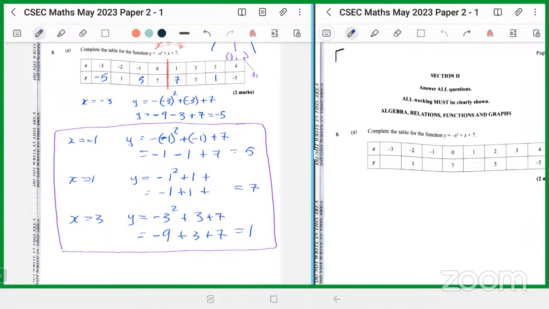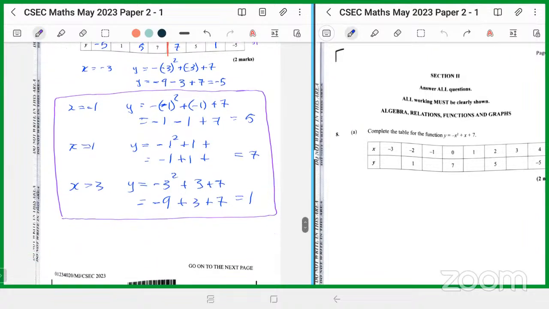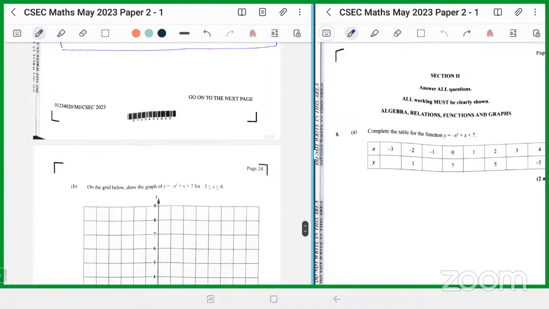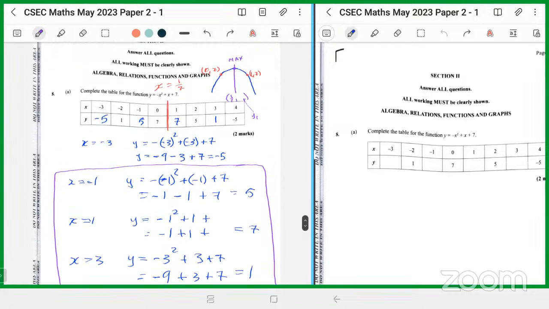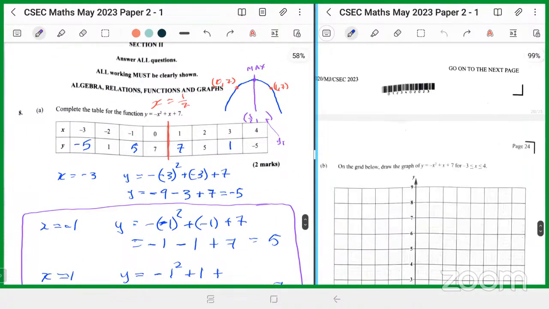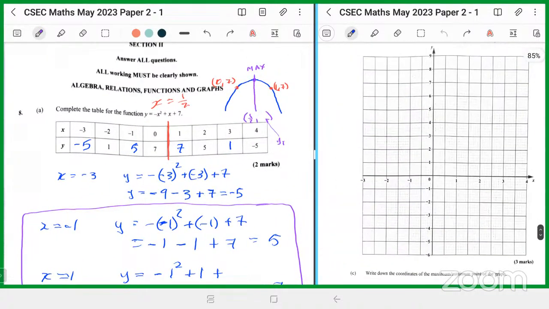I did not have to calculate those. All right, good. Let us look at the next part now. The next part wants us to put the points on the graph and draw the graph. Since I have the values in the table over here, let me bring up the graph on the right side. I'm going to put down the points and draw the graph.